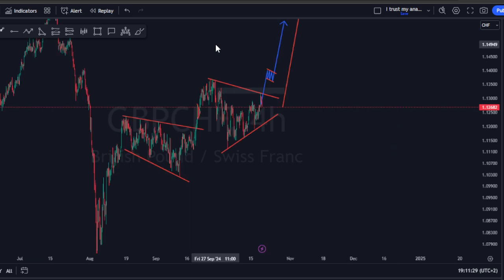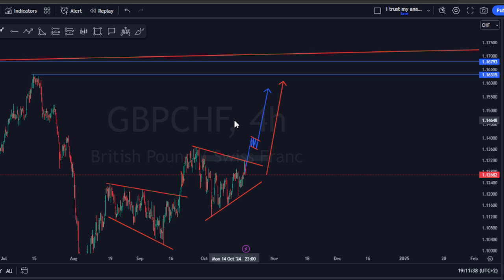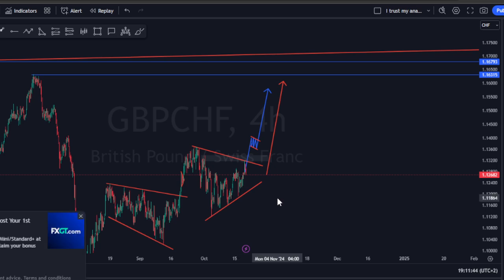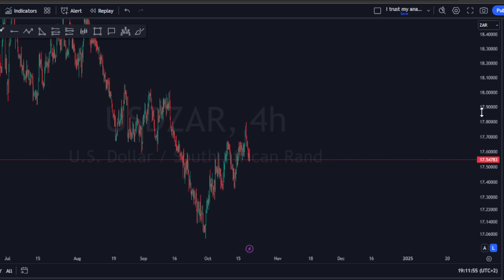So basically that's it for GBPCHF. Those are the two entry types I am anticipating and looking forward to. I'm just going to be babysitting this pair next week. So let's take a look at USDZAR and see what it is doing.